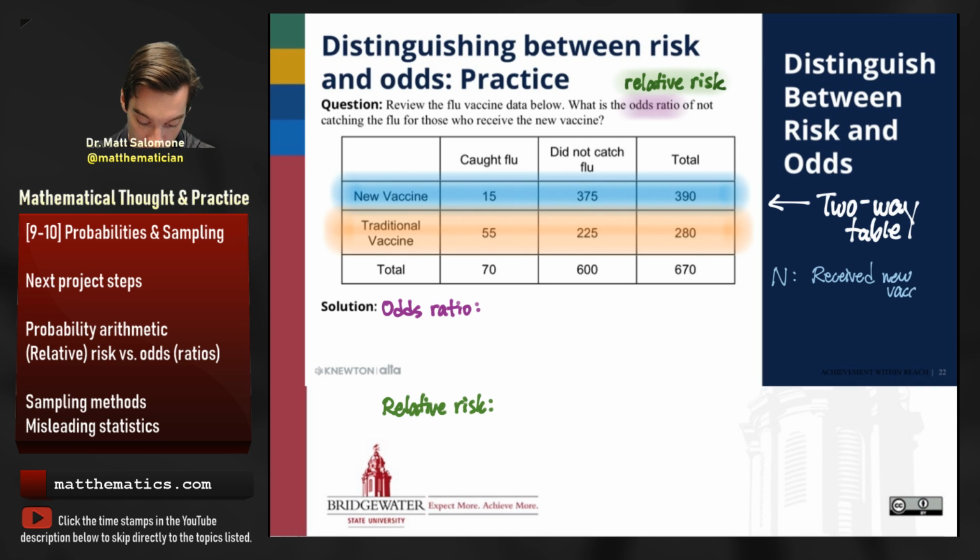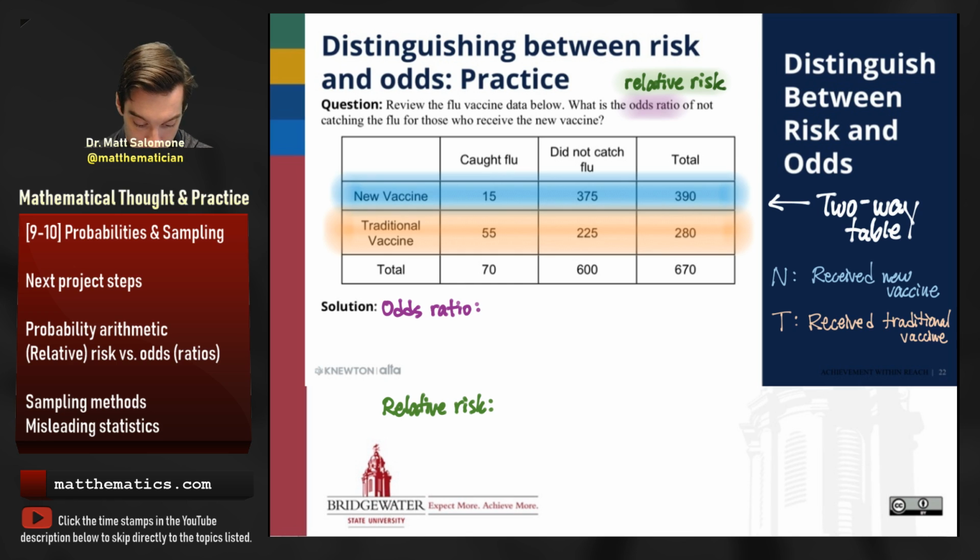And if I'm working for a pharmaceutical company or a medical research firm that's developing this new vaccine, then I definitely care about the odds of people who received that vaccine catching the flu, but ultimately I need to be able to compare them with what's often called the control group in these studies, the group of patients who received the traditional vaccine. So those are two of the rows of data in my two-way contingency table.